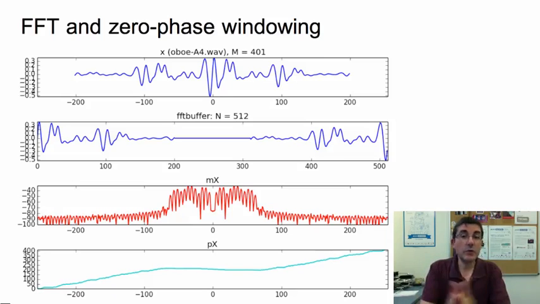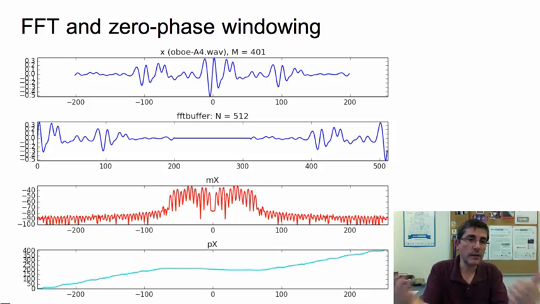Okay, so in order to use the FFT, we need the input signal to have a power of 2 length. But we want to compute the spectrum of any length signal. So this is the way we propose to compute the spectrum of a signal. We would first do zero padding, and then use what we call zero phase windowing. Okay, so let's go through this example.